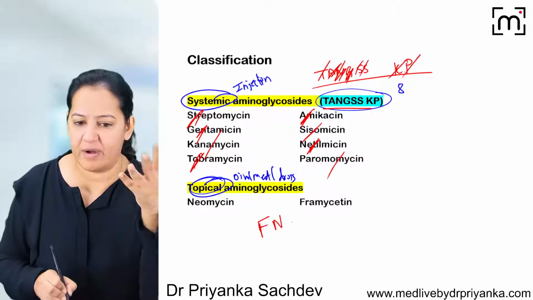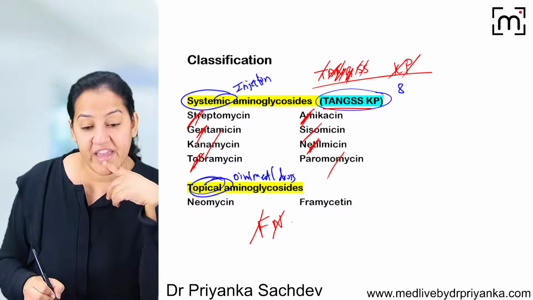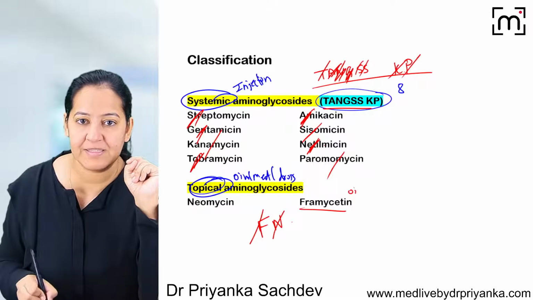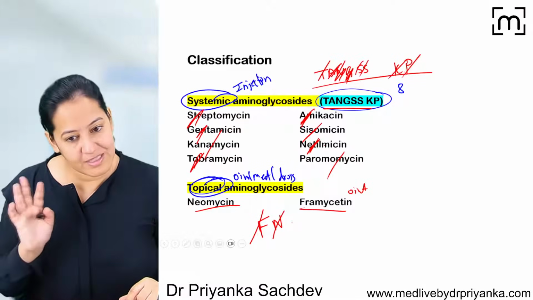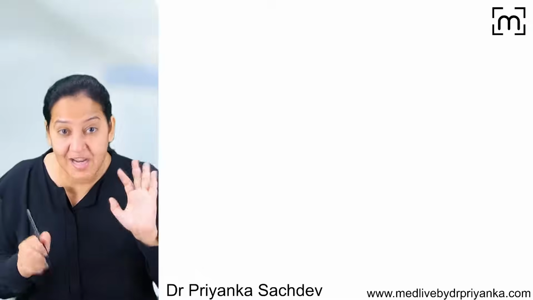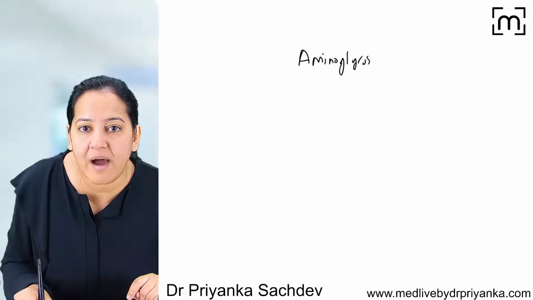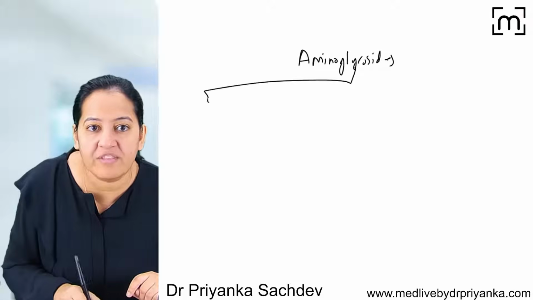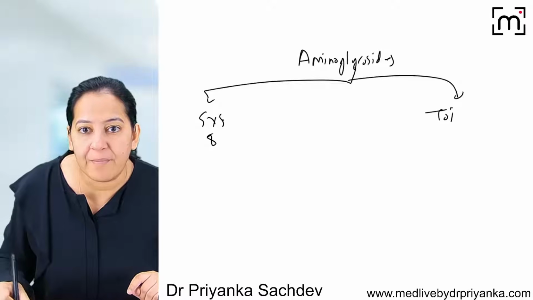FN, or NF. You can make some mnemonic. Neomycin and framycetin. This one is available as ointment and this one is available as eye drops. Neomycin eye drops are available. So this is drops or ointment. Say yes if you got it. So total 10 aminoglycosides are there. Out of them, 8 are systemic and 2 of them are topical.